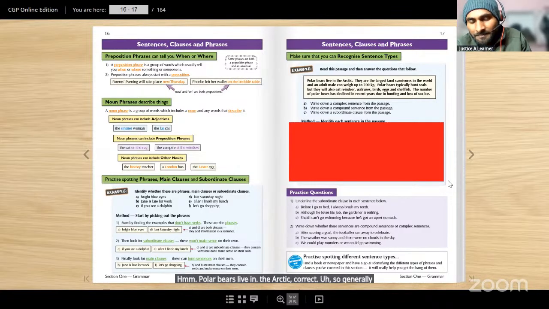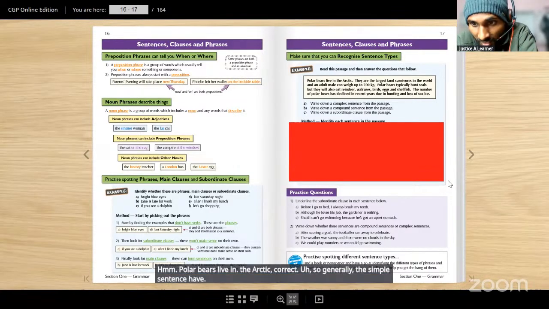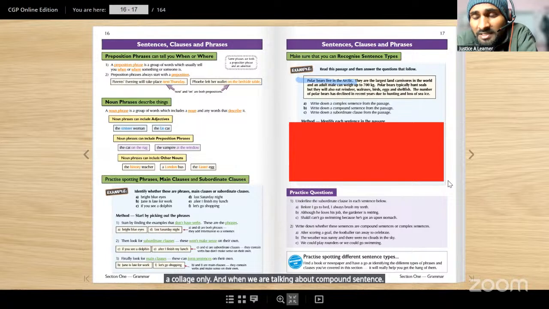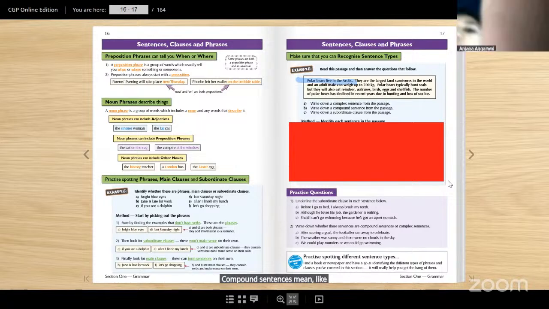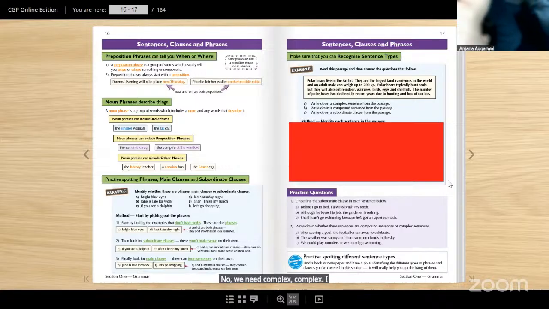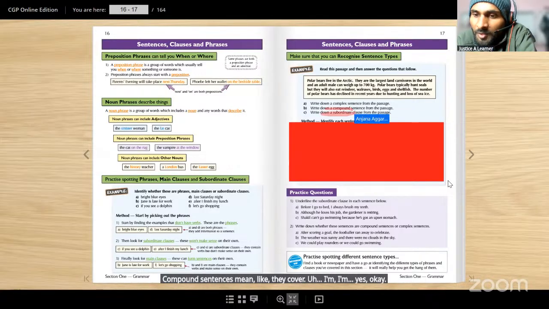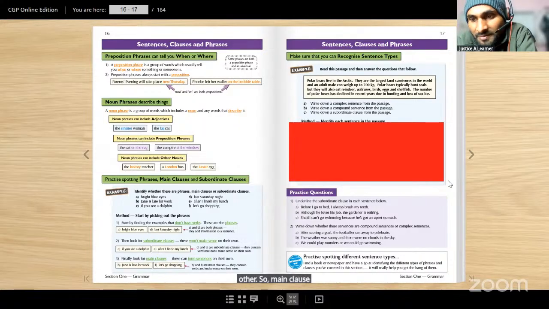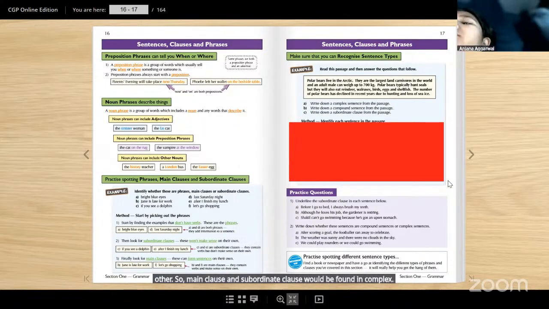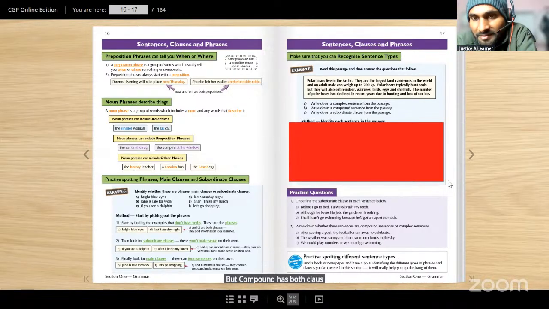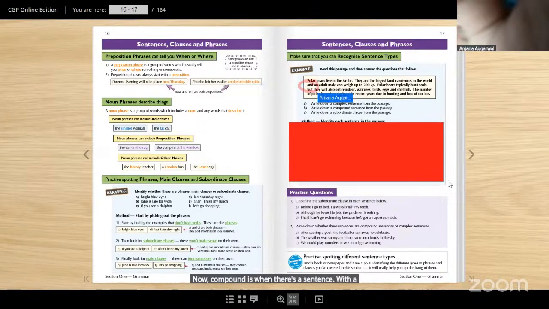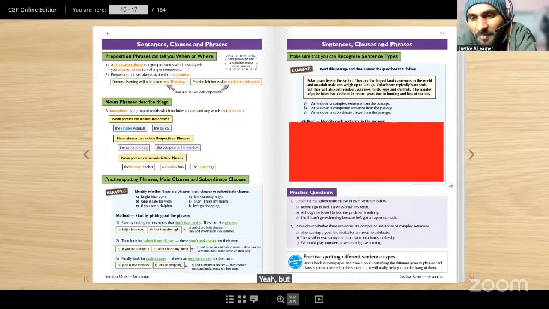Generally the simple sentence has only one clause. When we are talking about compound sentences, we need complex. I know what compound is. You understand compound has independent clauses. In a complex sentence, one of the clauses would be dependent on the other, so a main clause and a subordinate clause would be found in a complex sentence. But a compound sentence has both clauses independent. Compound is when there's a sentence with a conjunction, but both of them would be independent, making complete sense.